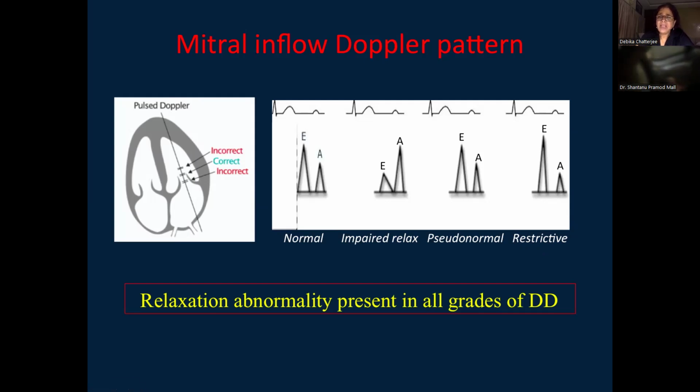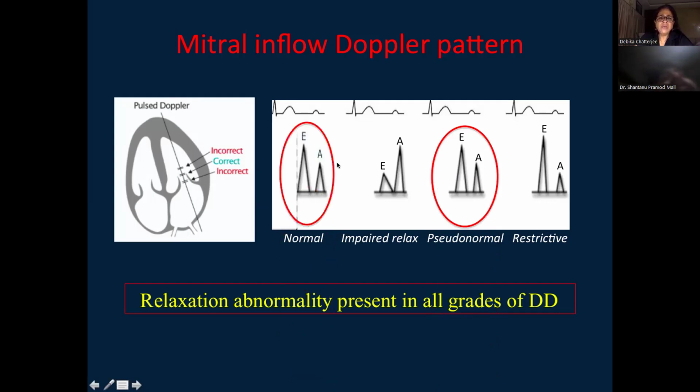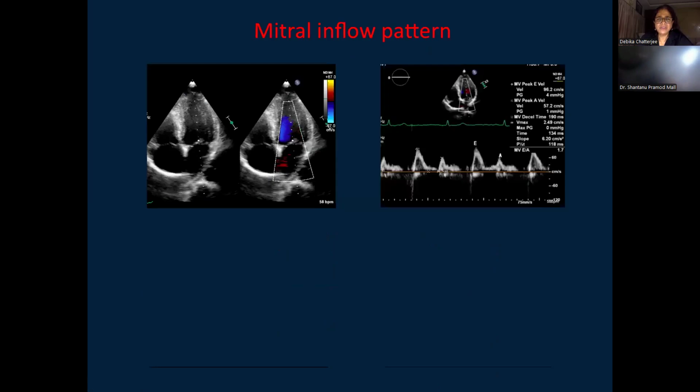Now, what we see is that relaxation abnormality is present in all grades of diastolic dysfunction. It is the raised LA pressure which masks the impaired relaxation pattern and gives us these patterns. Now, if you look, this pattern where E is more than A because of the raised LA pressure, and the pattern where normally E is more than A, look so similar. So similar. Now, how to differentiate?